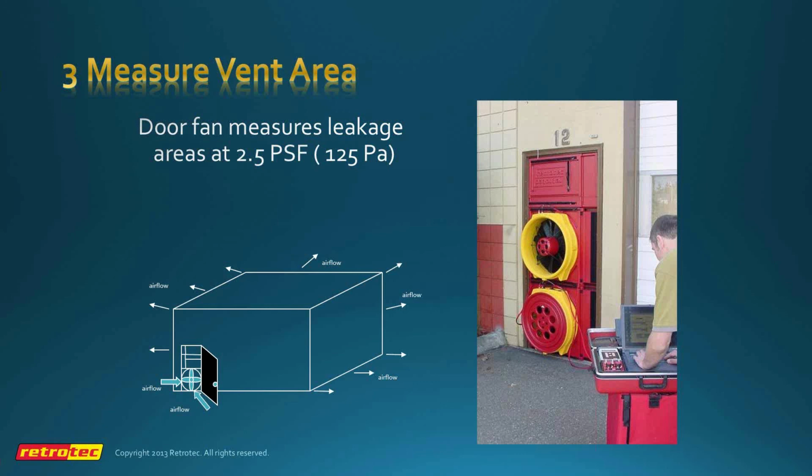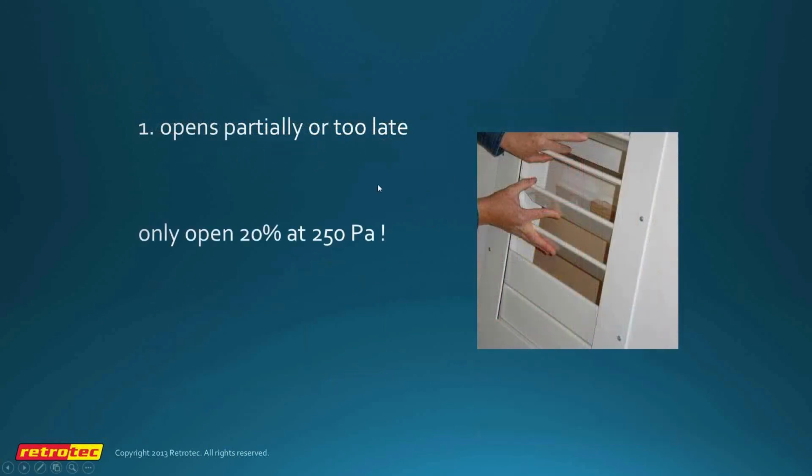And it's the best way to determine whether the vent opens up, and that's part of the testing procedure that we describe in our training course. So measuring vent area is extremely important. In many cases, the vents don't open when they're supposed to. In this case, this particular vent is only open about 20% at 250 pascals.